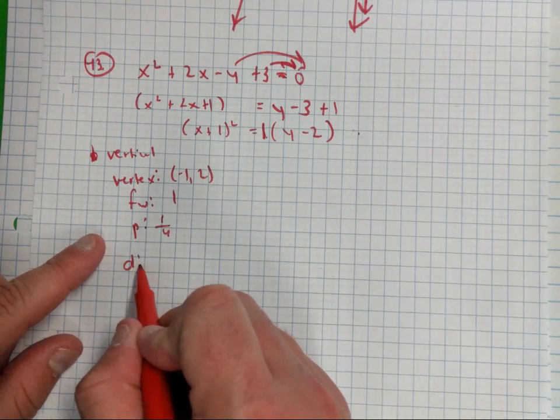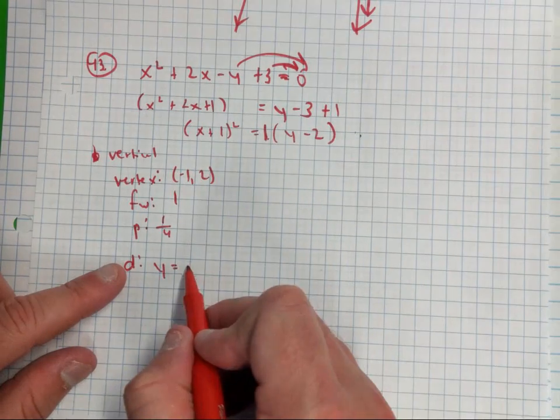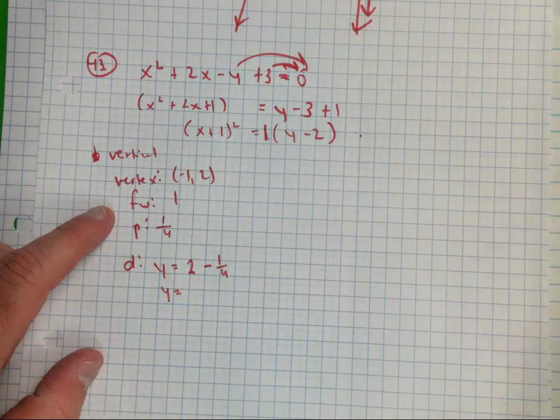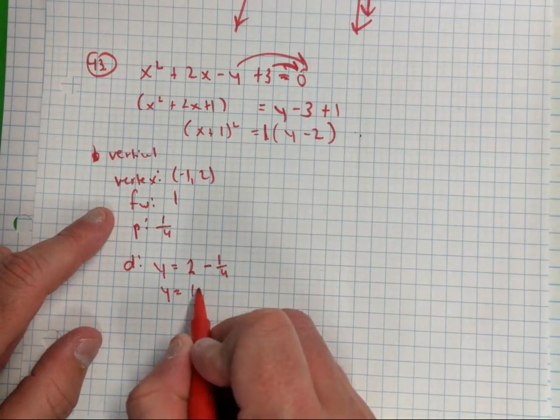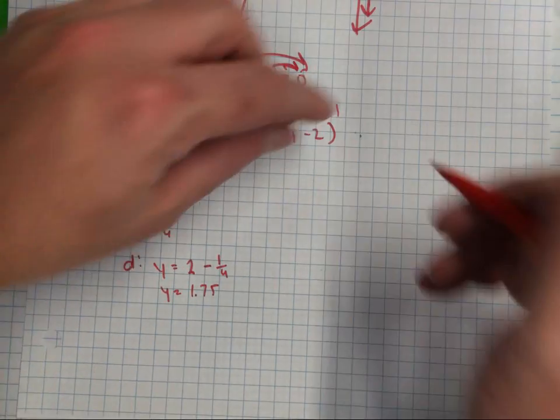Now to find your directrix. We start with x here, we start with y down here. Y equals, your y value is 2 minus your p value. So y equals 2 minus 0.25. You should be able to do that ahead. Y equals 1.75 or 1 3/4. Either way, you write it. Now let's graph it.